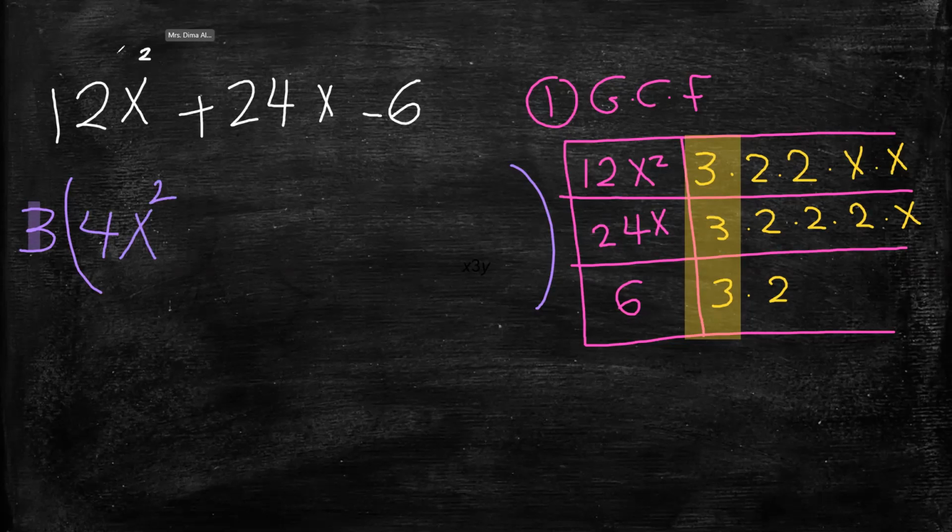The second term. Look at 24x. If you remove the 3, what will be left? 2 times 2 times 2 times x, which is 8x. And then minus. If you remove the 3, because we already took it as a common factor, what will be left? You have a 2. So this is how we can write the factored form, as a monomial times trinomial.